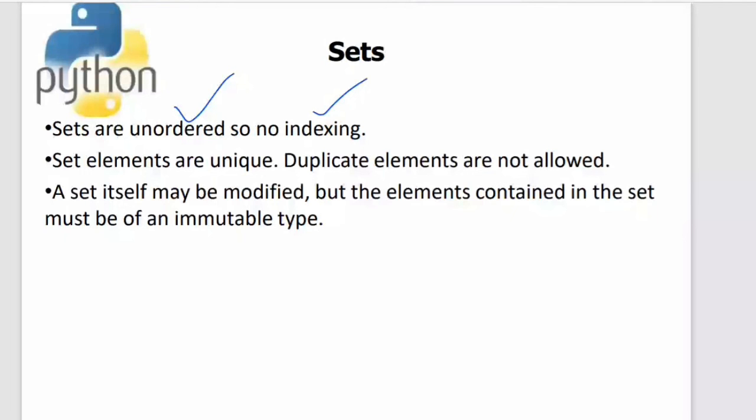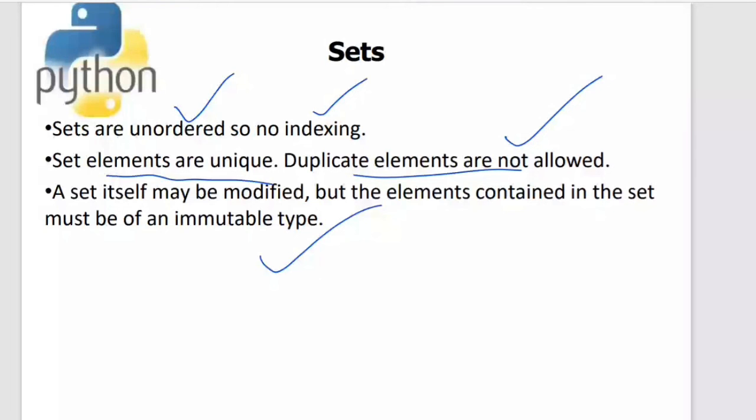A set itself may be modified, but the elements contained in the set must be of immutable type. This is a very, very important topic. You can modify a set: you can add something into a set, you can delete something from a set. Tuples are not like that; tuples are immutable. You cannot add or delete anything from a tuple. But here the set itself is mutable, while the elements inside the set are immutable.